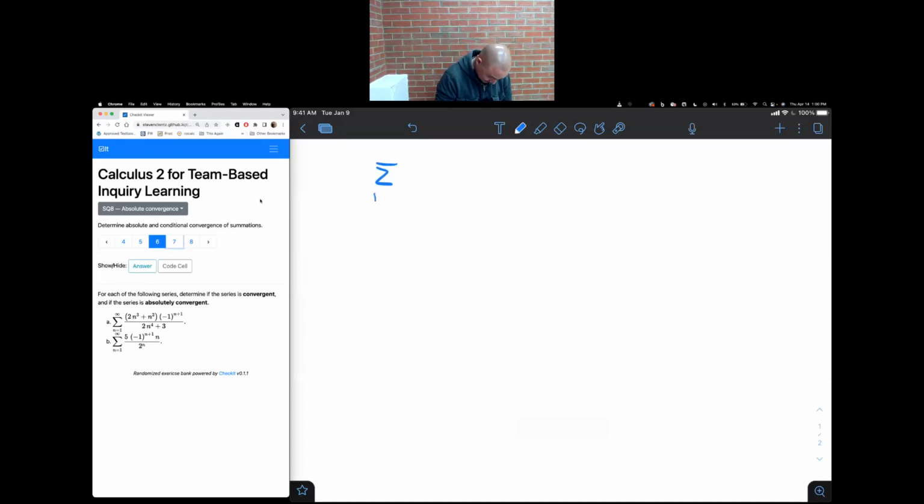So, on the first version of this problem, or the first series we encounter, we're looking at the sum from n equals 1 to infinity of 2n cubed plus n squared, all of this times minus 1 to the n plus 1 over 2n to the 4th plus 3. And so the first question we want to ask is if it's convergent.